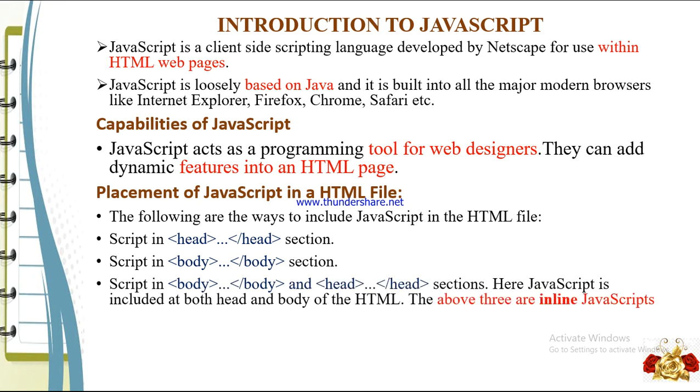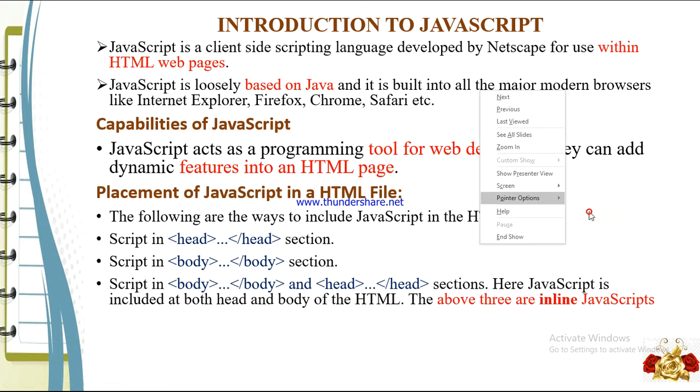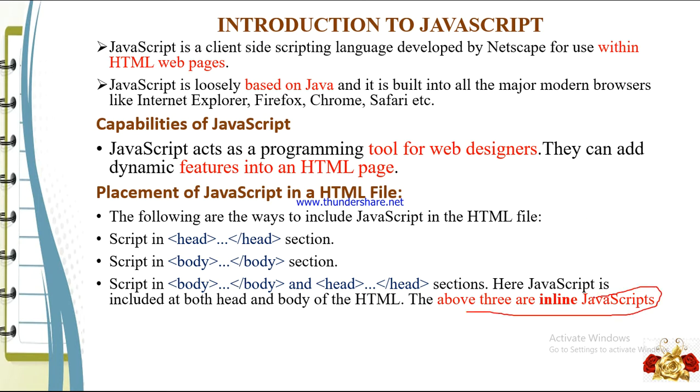Next, third, body and head section. The first is only for head, the second only in the body, the third is in both body and head section. Here the JavaScript is included in both head and body of the HTML. This type of script is called inline JavaScript. Okay, this is very important. So what does inline JavaScript mean? The JavaScript is included in both head and body of the HTML.